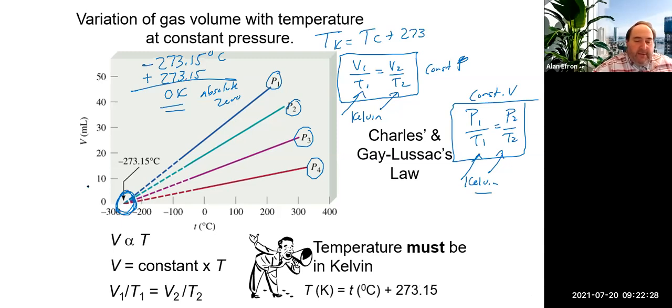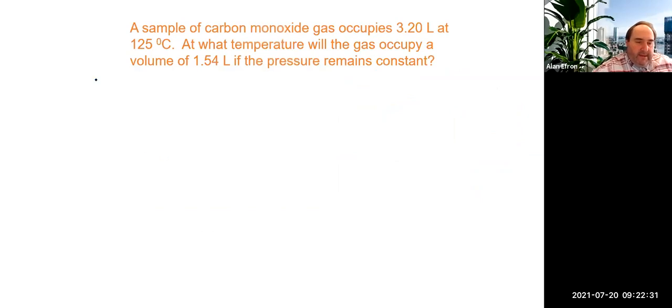All right, so let's take a look at one here. And again, as we've talked about before, when you're converting to Kelvin, you can't leave the 0.15 off. It's okay. So see what you come up with here. We are looking for what temperature will we have a volume of 1.54 liters. Okay, so let's take our same approach we've been doing. We're going to pull out the information. So we have a volume that is 3.2 liters. We obviously have a temperature that is 125 degrees Celsius. We're looking for another temperature here, and we are having a volume of 1.54 liters.